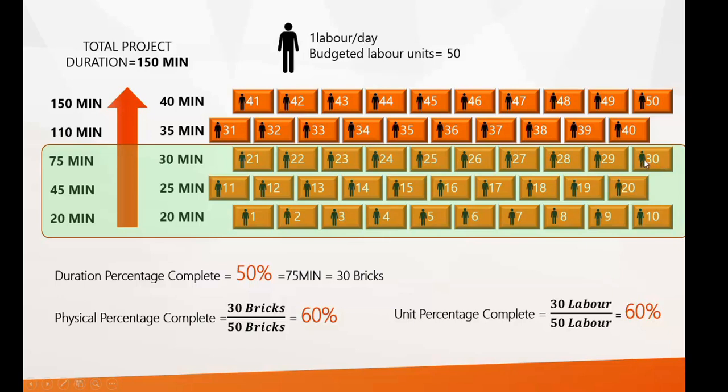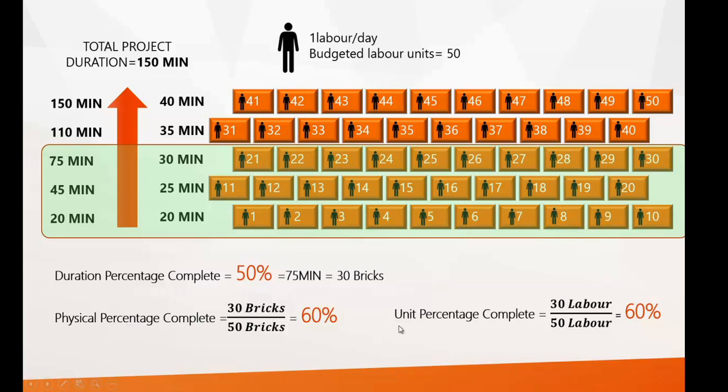So based on the data we receive from the site, in what percentage it is complete, whether its duration is completed, whether its physical percentage is completed, or whether unit percent is completed, whatever data we receive at site, we can put in Primavera accordingly. In most conditions, when the activity is not completed, we generally put the physical percent complete based on our approximate calculations, and then we put the actual duration and actual units which have been consumed.